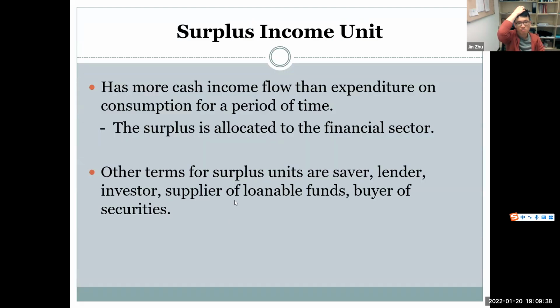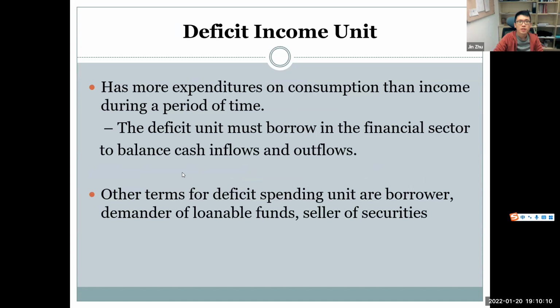Let's see the more detailed definitions. Surplus income units have more cash income flow than expenditure on consumption for a period of time, and the surplus is allocated to the financial sector. Other terms for surplus units are saver, lender, investor, supplier of loanable funds, buyer of securities. Deficit units have more expenditures on consumption than income during a period of time, and must borrow in the financial sector to balance cash inflows and outflows. Other terms for deficit spending units are borrowers, demanders of loanable funds, sellers of securities.